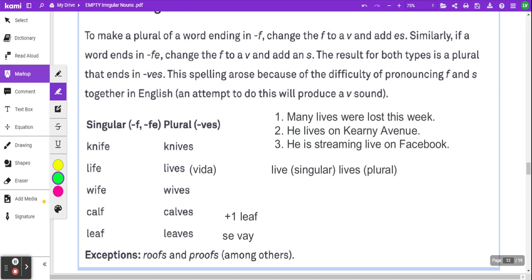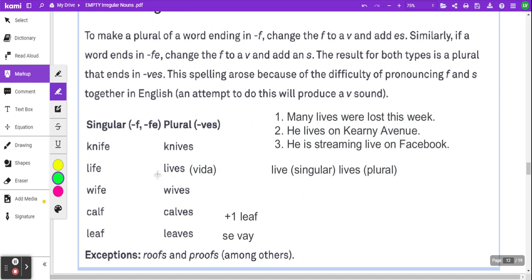Las que terminan en la combinación de FE o F. They end in F or FE. For example, knife. ¿Qué significa knife? Cuchillo, knife. So then cambia to knives. So knife is singular, knives is plural. Then you have life, vida. Then you have lives. Pero también tienes lives. Se escribe exactamente igual, se pronuncia diferente.